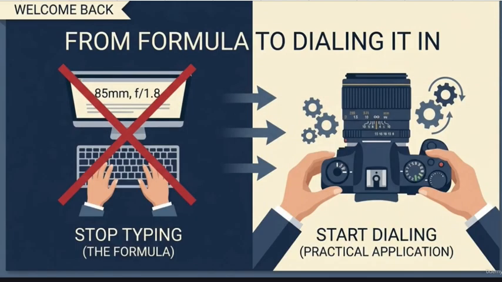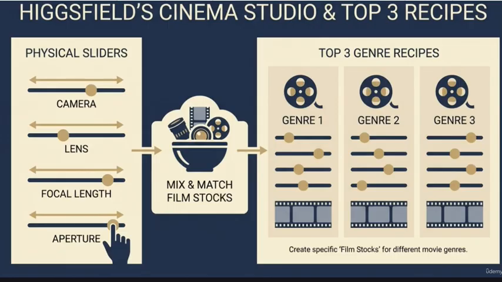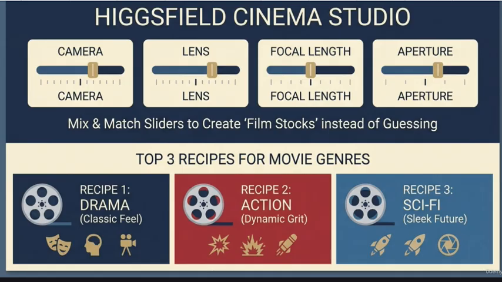Welcome back. Throughout this course, I've given you the director's formula using words like 85mm or f1.8. But today, I want you to stop typing and start dialing. We are in Higgsfield's Cinema Studio. This tool gives you physical sliders for camera, lens, focal length, and aperture. Instead of guessing, we can mix and match these to create specific film stocks. I'm going to give you my top 3 recipes for 3 different movie genres.